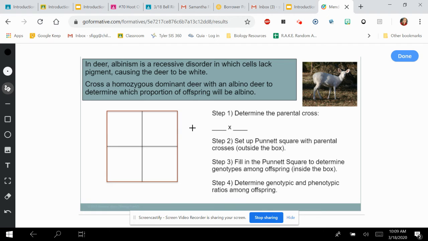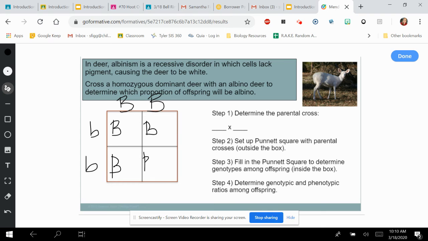So a homozygous dominant deer, I'm going to use the letter B for this because most deer are brown, so the dominant gene is probably brown. A homozygous dominant deer is going to be big B, because it's going to have only brown genes. Homozygous meaning the same, dominant meaning capital letter. Your albino deer is going to be little b. The only way to be albino is to have 2 recessive copies. It's the only way you show a recessive disorder. When you run the cross, always put your capital letters first.